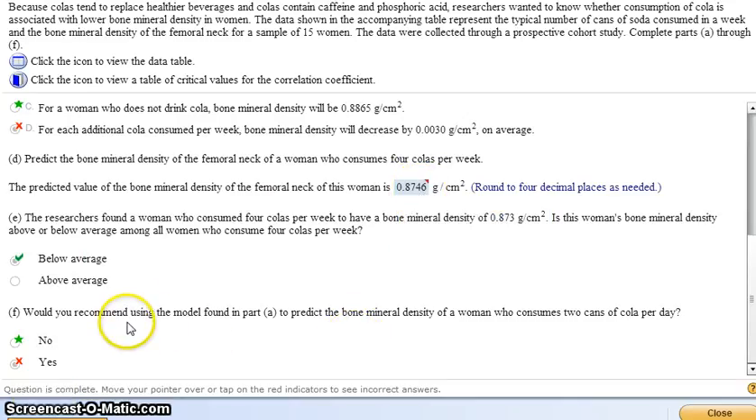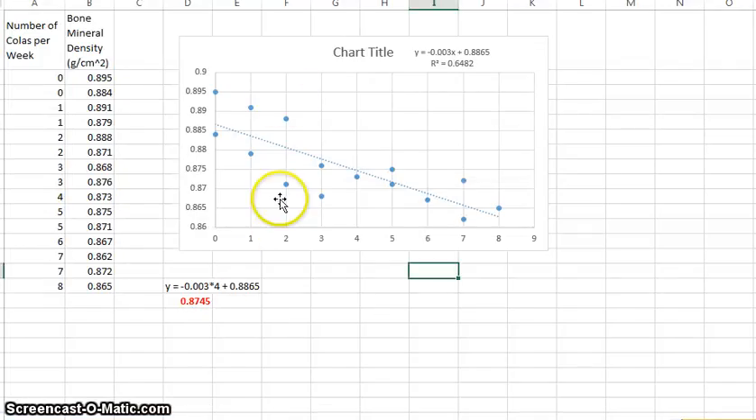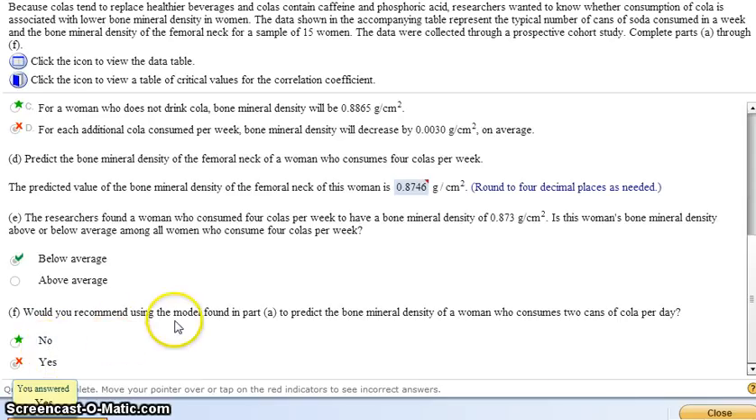And so would you recommend using this model to predict the bone density of someone who consumes 2 cans of cola per day? So not 2 for the whole week, but 2 per day, which would mean 14 for the whole week. And 14 for the whole week is outside of our data. This line was based off of people who drank between 0 and 8. So to predict something outside of that range isn't appropriate. The answer would be no, because 2 per day is 14, which is outside of our data.